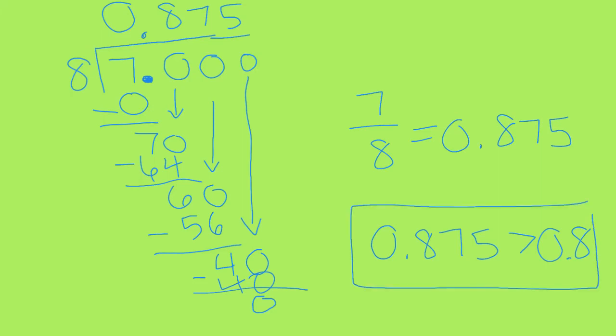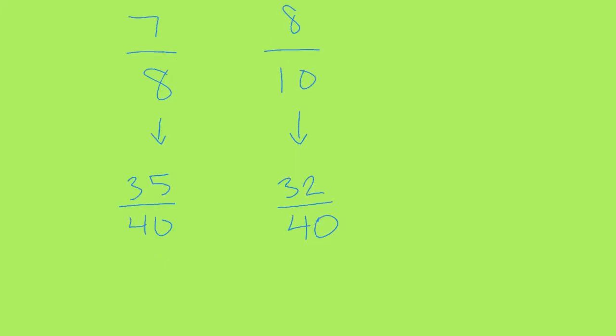Now, we could have also converted our decimal into a fraction. Let's check that out. If we read this number out loud, it is 8/10. 8/10 means 8 out of 10. So now we have to compare 7/8 with 8/10. We can find the least common multiple and rewrite our fractions to have common denominators. So now we can clearly see that 35/40 is greater than 32/40, which means 7/8 is greater than 8/10.